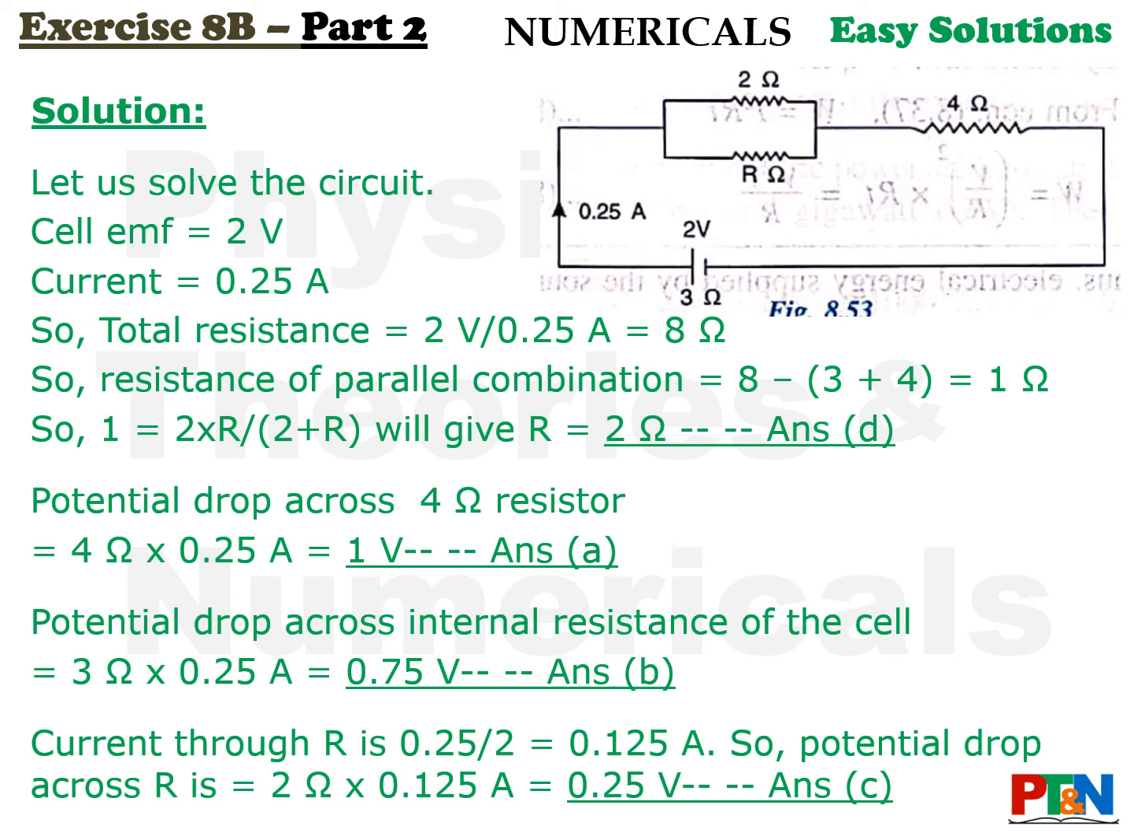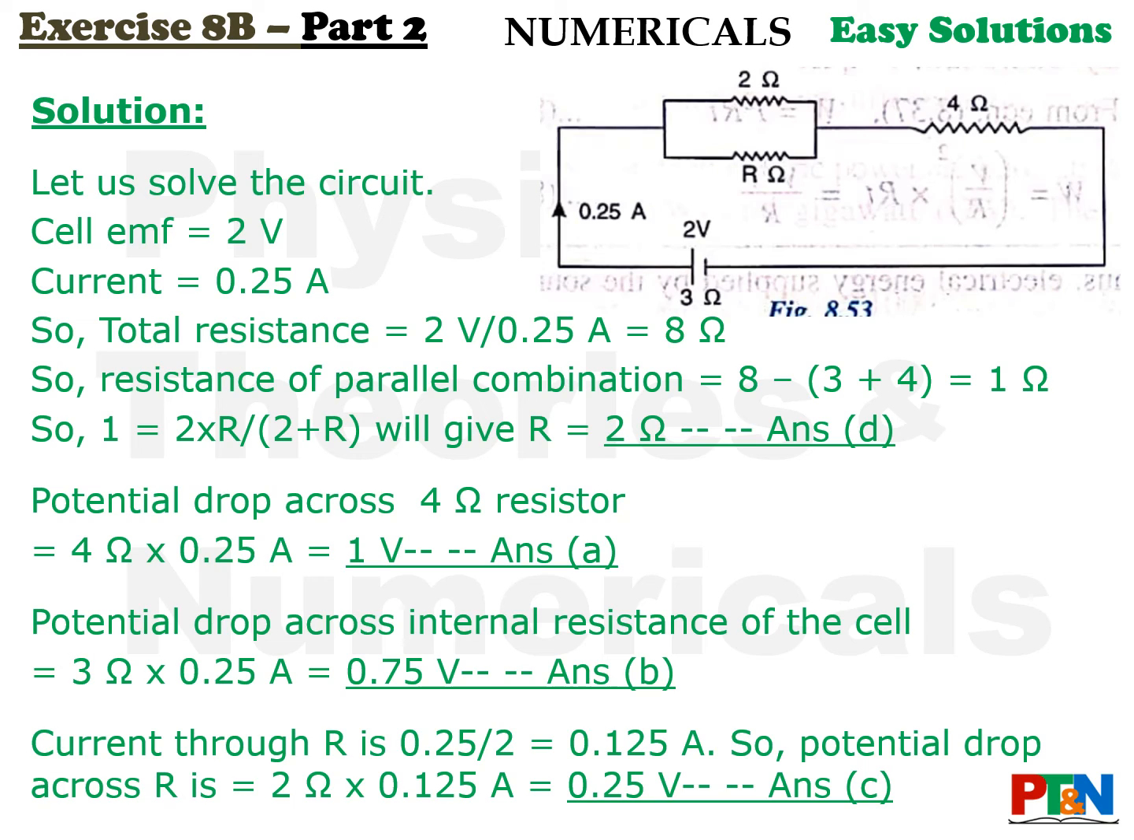That means in the parallel resistance combination, both of them are 2 ohm. The upper one is 2 ohm and the R value also is 2 ohm. Now potential difference across the 4 ohm resistor. You have got the value of current, 0.25 ampere. Multiply that with the resistance, 4 into 0.25, that is 1 volt. That is the answer to your question number A. Now potential drop across internal resistance.